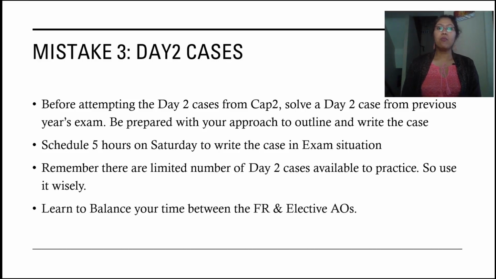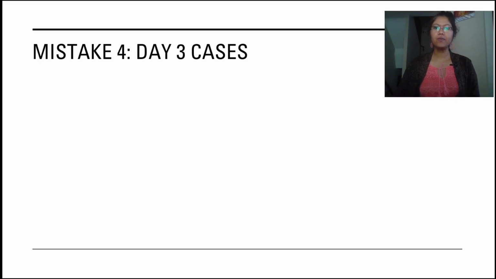Then, very important on day 2, FR is very time consuming. Being accountants, we are so used to balancing it out and completing the journal entry and the adjustments and everything, that we waste so much time on the FR or MA side that we fall short on our elective AOs. So learn to balance that time from the beginning. Allot your time for each AO, 10 minutes, 15 minutes. Once you hit that 15 minutes, just move on to the next AO.